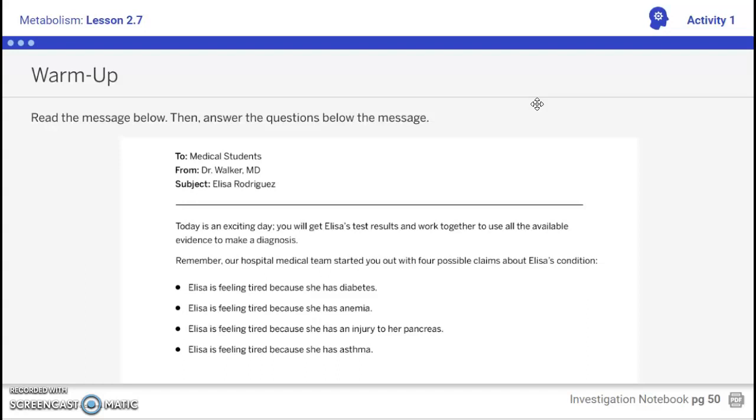1 is she's feeling tired because she has diabetes. Number 2, anemia. Number 3, an injury to her pancreas. Or claim number 4 is that she has asthma, and that's what's making her feel tired. So you want to read this message and complete your warm-up now. Pause and complete your warm-up.